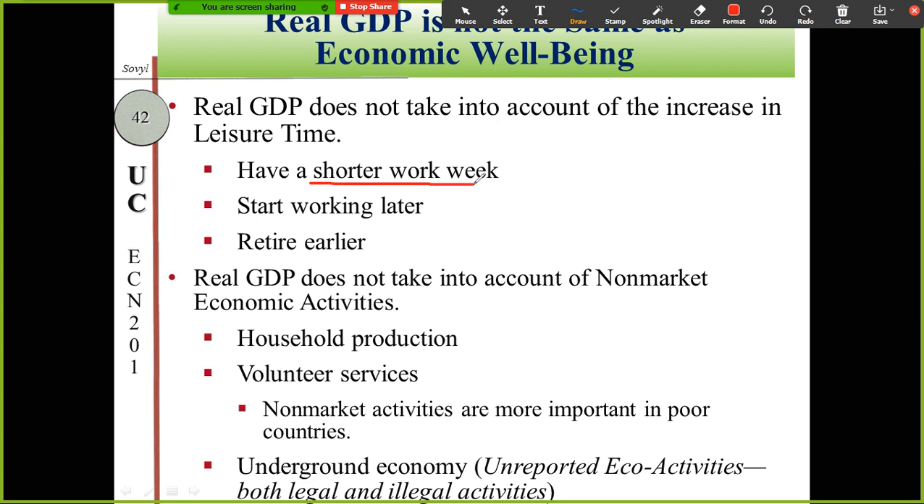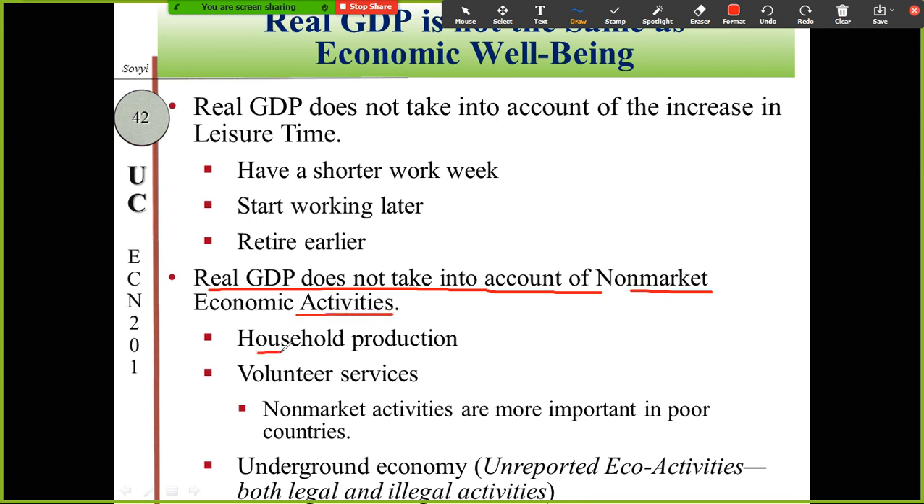GDP does not take into account whether you start to work earlier or later, or whether you retire early or late. GDP does not capture this, but economic well-being captures it. This is the first reason why real GDP per person is not the same thing as economic well-being. The second reason is that real GDP does not take into account non-market economic activities.